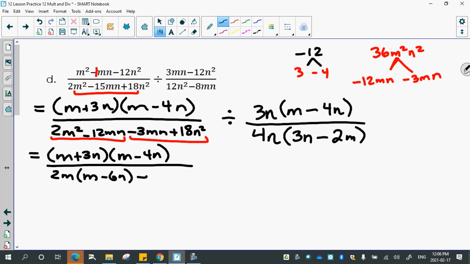So then I'm looking for what's in common with 3mn and 18n squared, and that would be 3n. So to figure out what goes in the brackets, I'm going to divide negative 3mn by negative 3n, so that's going to give me m. And I'm going to divide positive 18n squared by negative 3n, so that's going to give me negative 6n. And I'll know that I've done it right if those end up matching. Okay? Then I still need to write out the rest of the question, which is a pain.